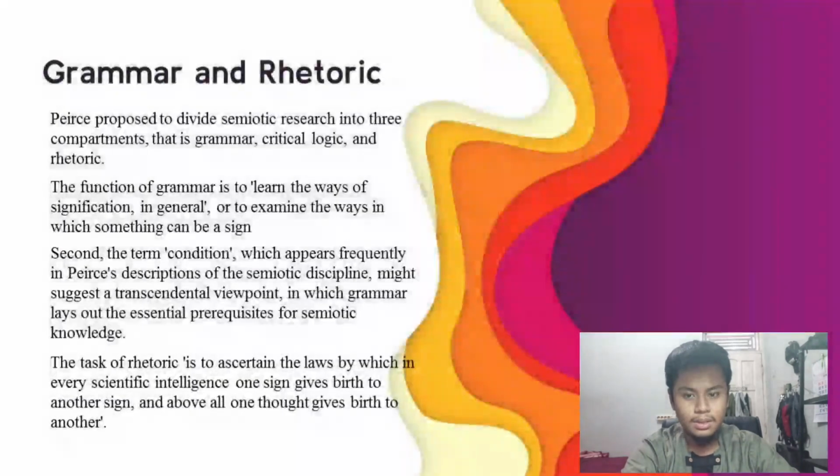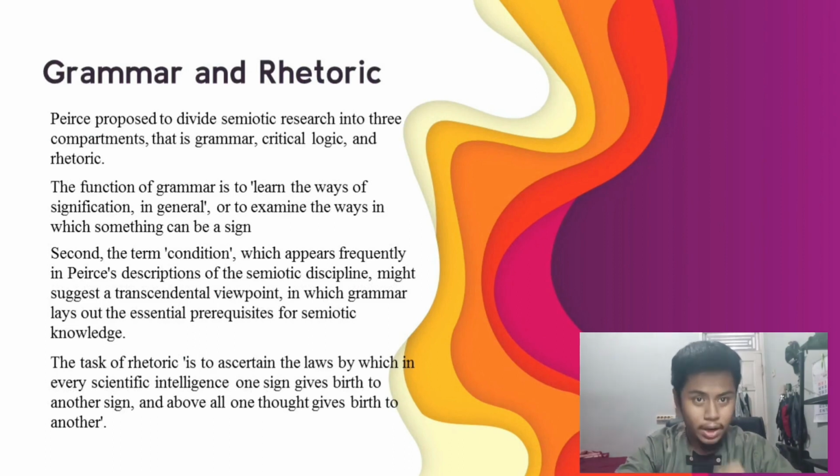Okay, next slide. Grammar and rhetoric. Peirce proposes to divide semiotic research into three compartments, that is grammar, critical logic, and rhetoric. The function of grammar is to learn the ways of significance in general and to examine the ways in which something can be a sign. Second, the term condition, which appears frequently in Peirce's description of the semiotic discipline, might suggest a transcendental viewpoint in which grammar lays out the essential prerequisites for semiotic knowledge.